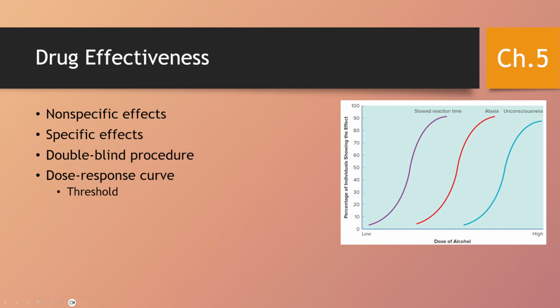So we can see based on the different things here, like we have slowed reaction time, ataxia, and then finally unconsciousness, and this is for alcohol, of course, we can see that those effects tend to appear on this curve, right? This dose response curve, based on how much of the dose they've gotten, and then how much of that response we tend to see. And the threshold is basically at what point on that curve this effect becomes observed at the lowest dose.